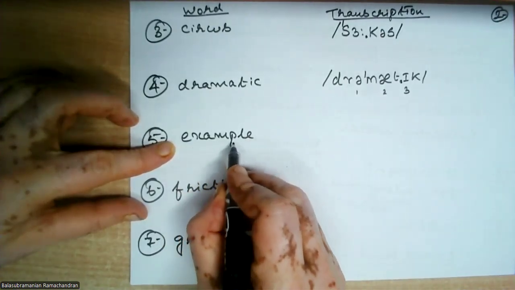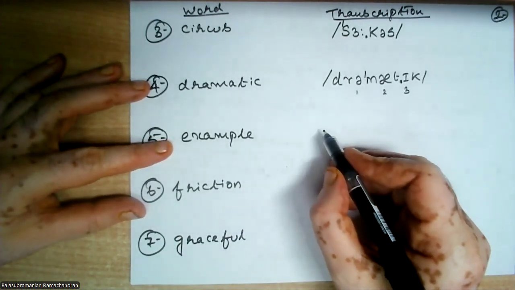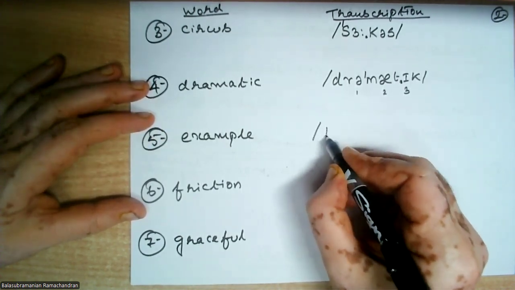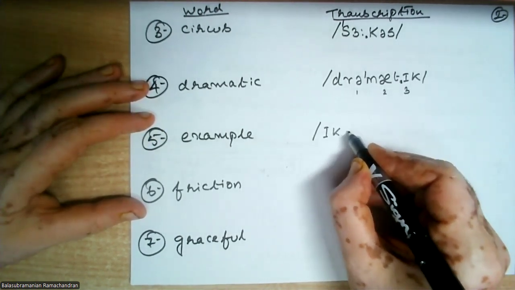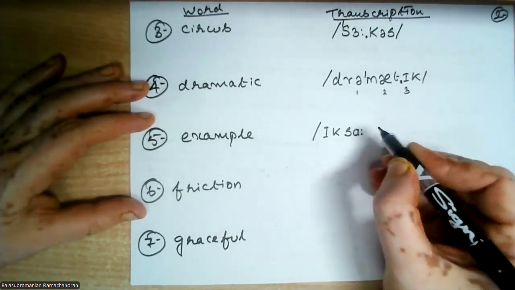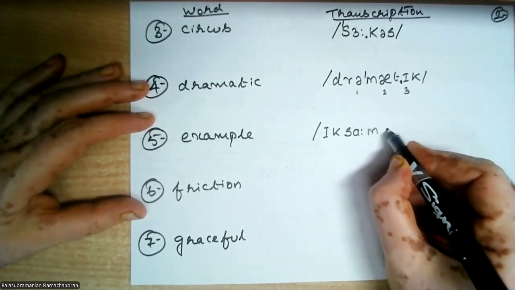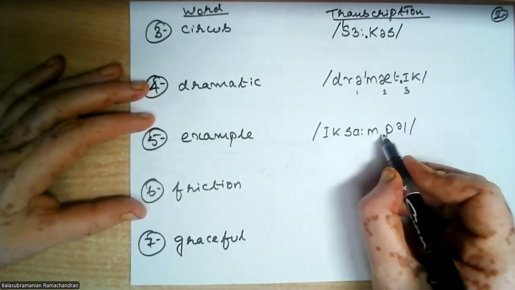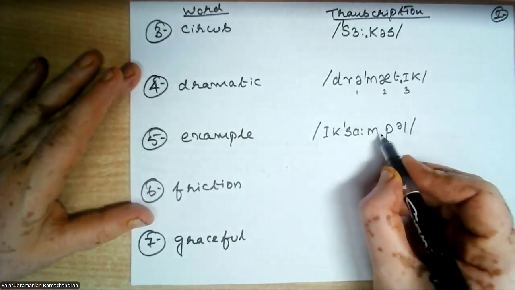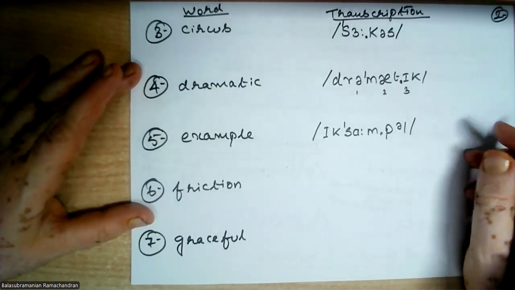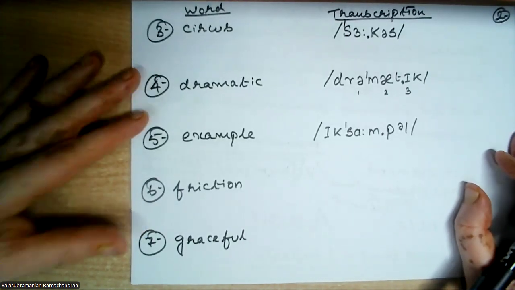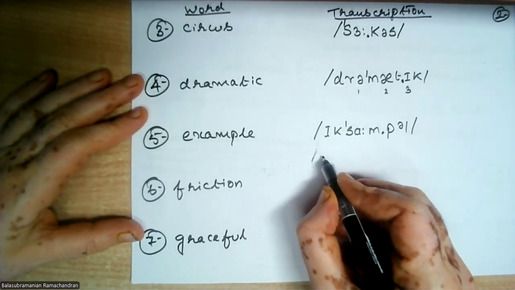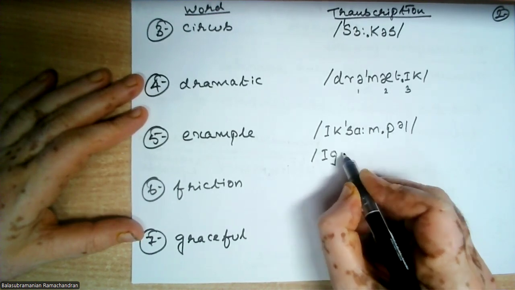E-X-A-M-P-L-E. Okay? And the pronunciation of this word is example. Sorry, I've given too much of a gap here. Don't do that, okay? So it's example. You're not supposed to give so much of a gap. But anyway. Example.